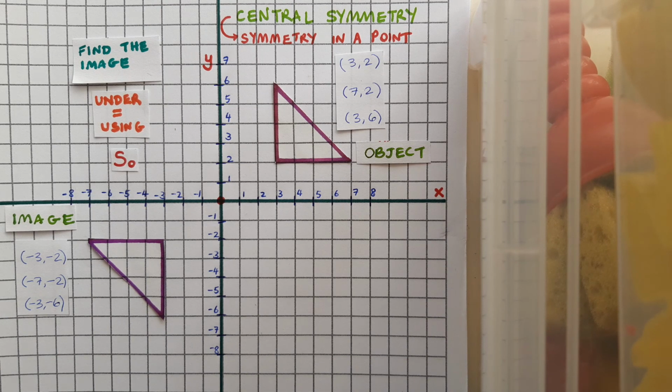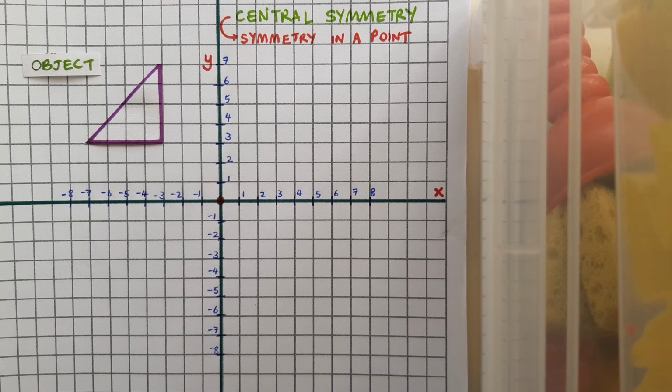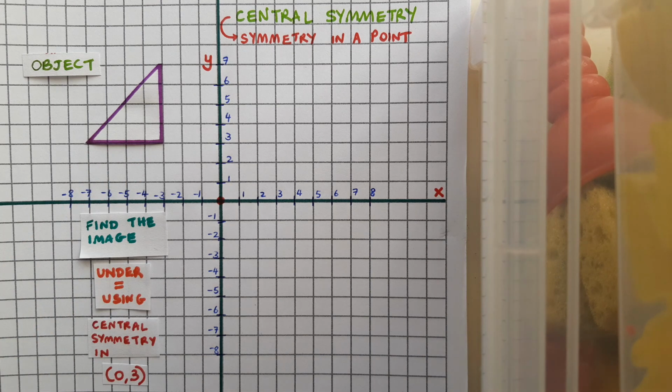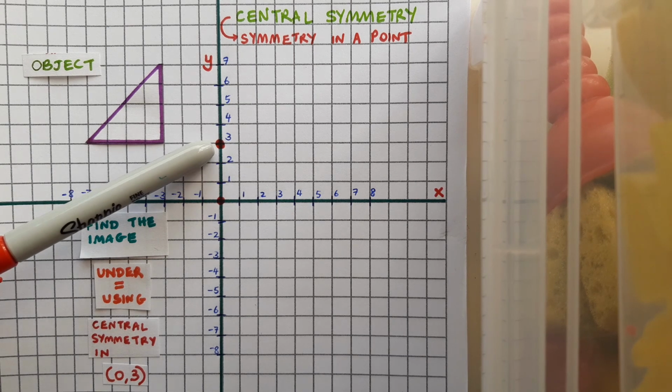But I can use central symmetry in other points as well, not just the origin. So here I have another example. This time my object is again a triangle. It's located over here in the second quadrant. And in this question, I want to find its image, so where it ends up, under central symmetry, so using central symmetry, in the point (0, 3). So the first thing I'd like you to do is identify where is the point (0, 3). So (0, 3) is located just here.